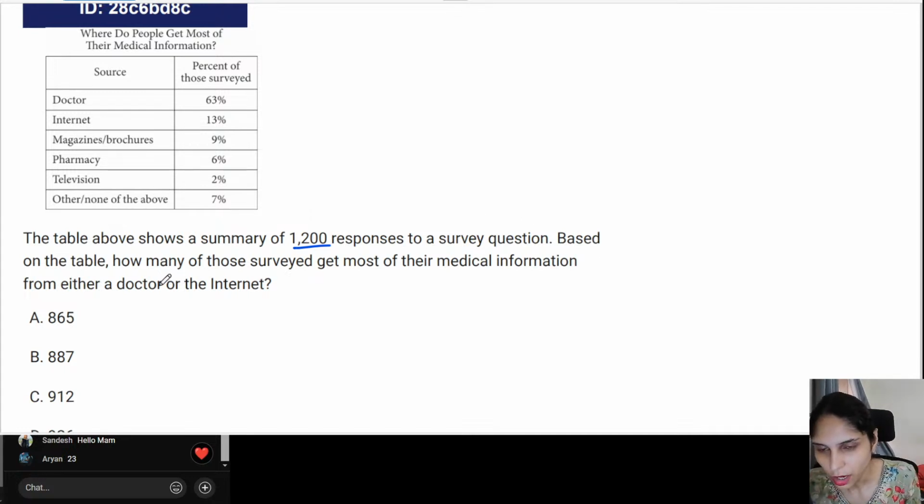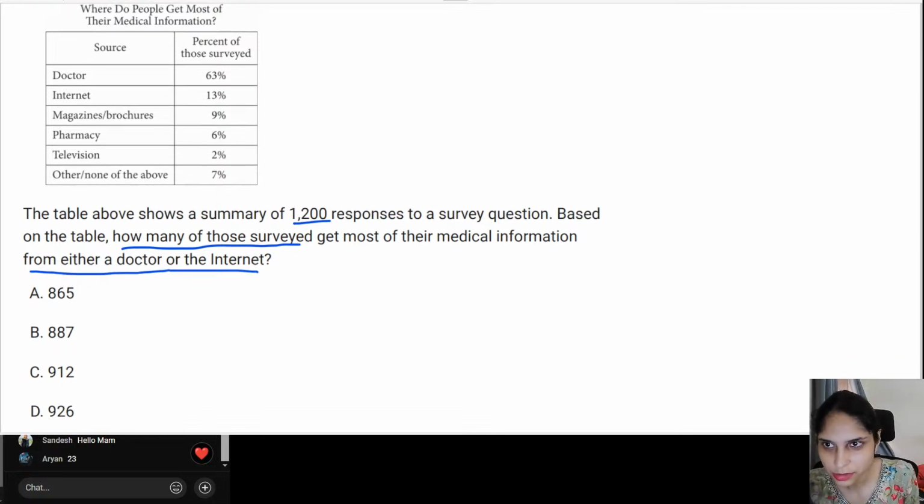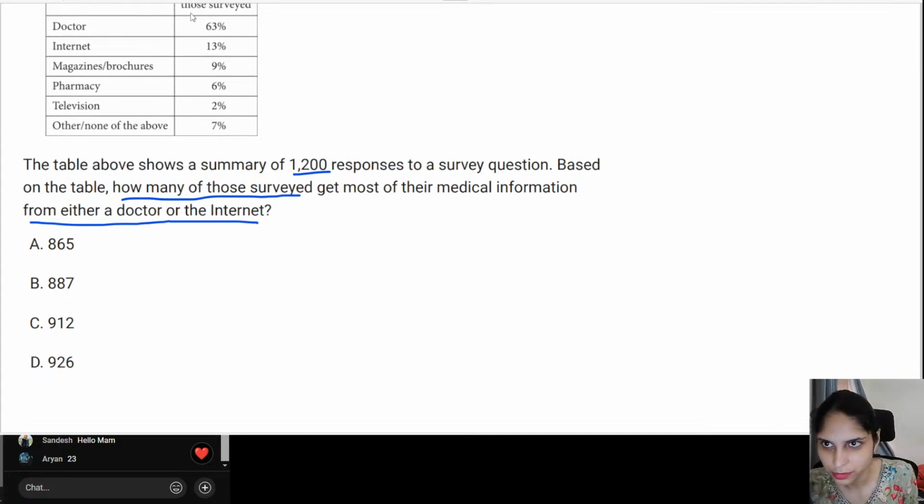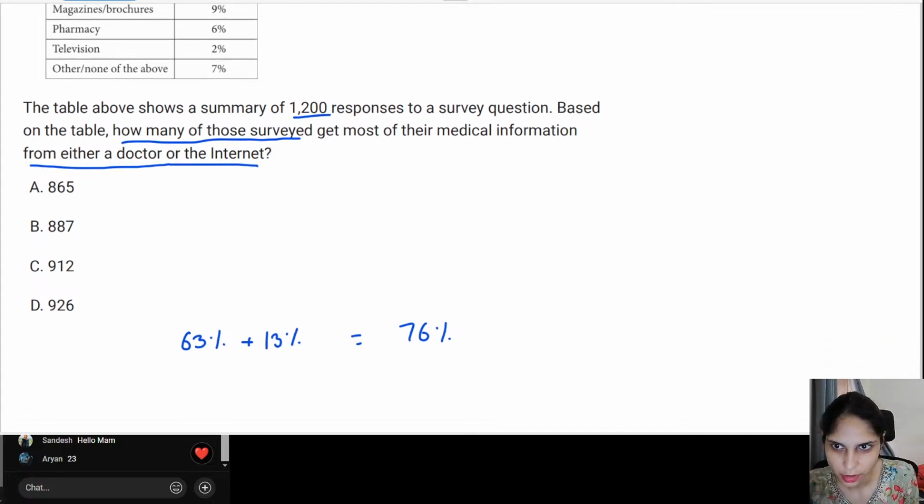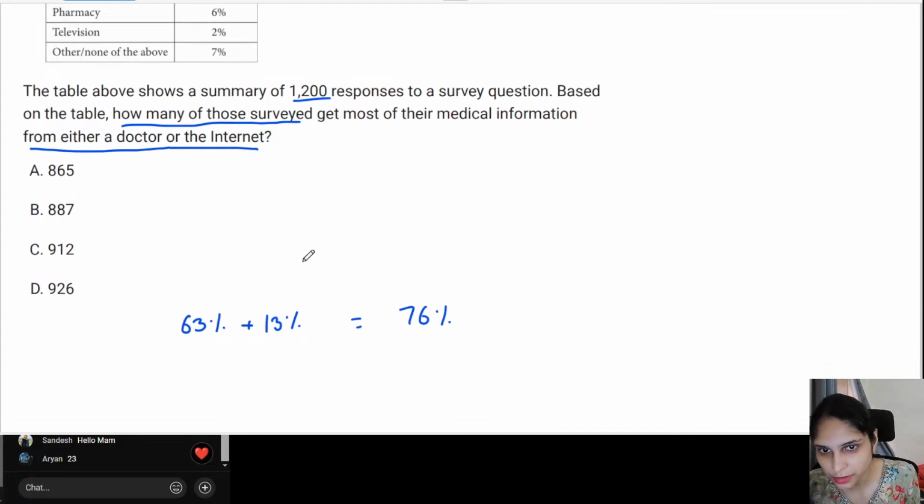Based on the table, how many of those surveyed get most of their medical information from either a doctor or the internet? If you are saying either the doctor or the internet, that means you have to add two percentages. So 63% plus 13% is going to be 76%. And basically, how many of those surveyed? So it is 76% of the total, right? So this is going to be 76% of 1200.